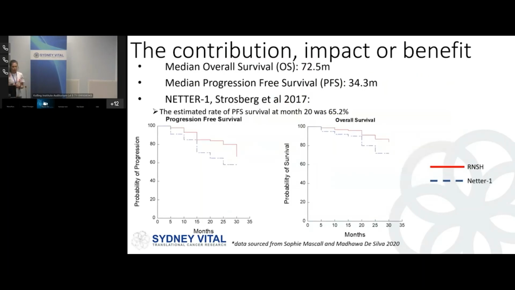And lastly, we looked at the mean overall survival and mean progression-free survival. So we compared this to the clinical trial NETTER-1, where you can see in the graphs below, Royal North Shore was the red line and NETTER-1 was the dotted blue line. You can see that our mean overall survival was 72.5 months, and our mean progression-free survival was 34.3 months. Where you can see at the cutoff for NETTER-1, they estimated that the progression-free survival at 20 months was 65.2%, where you can see at ours was 84%.